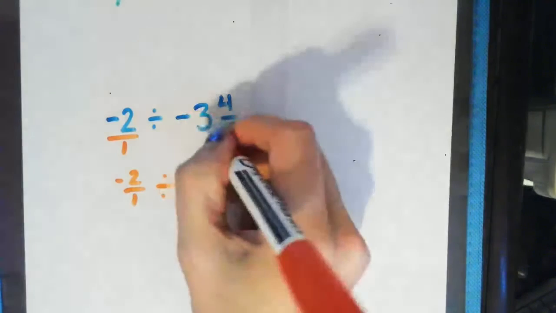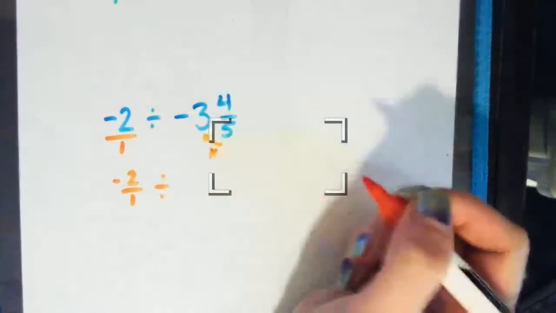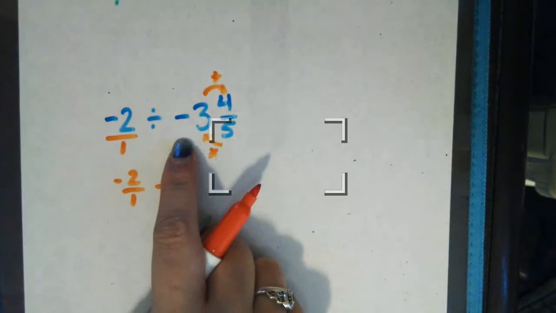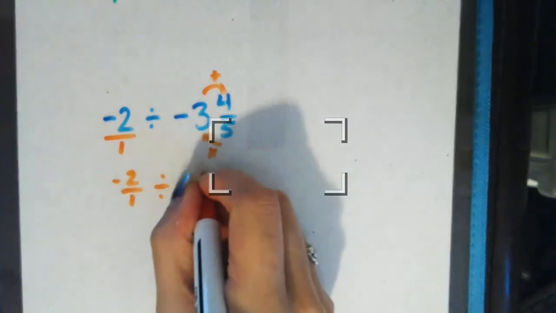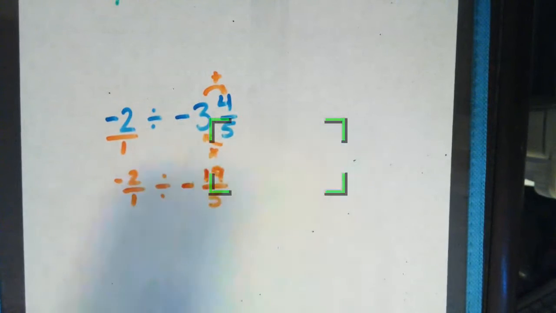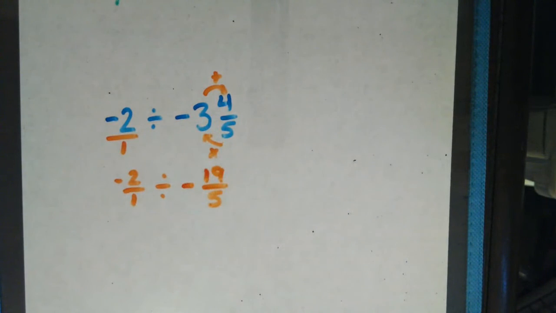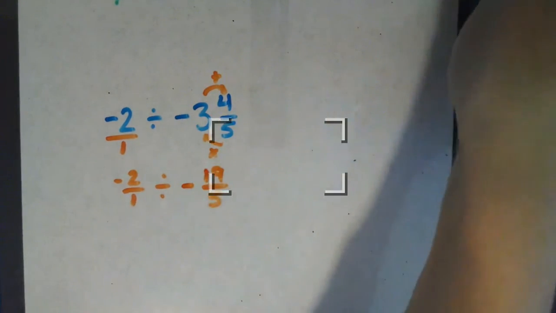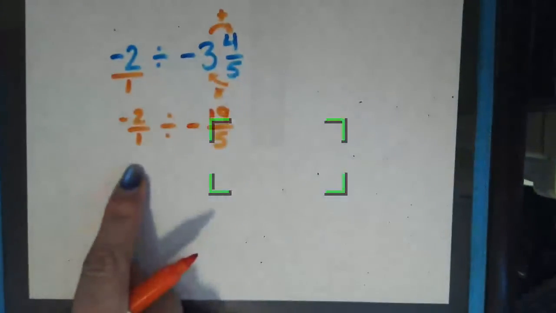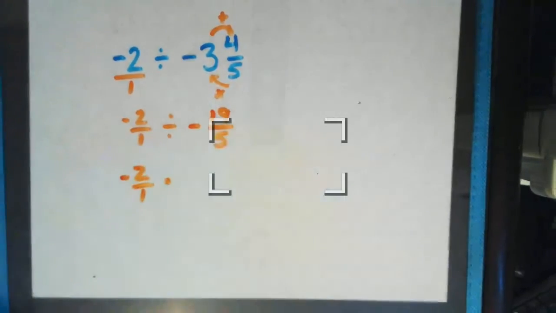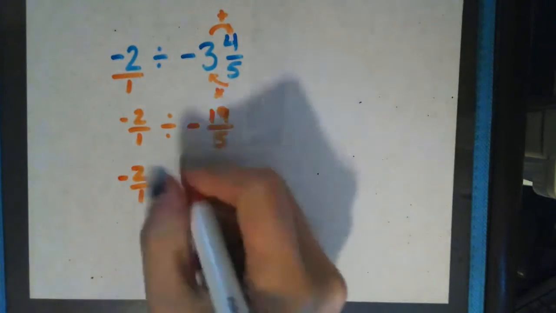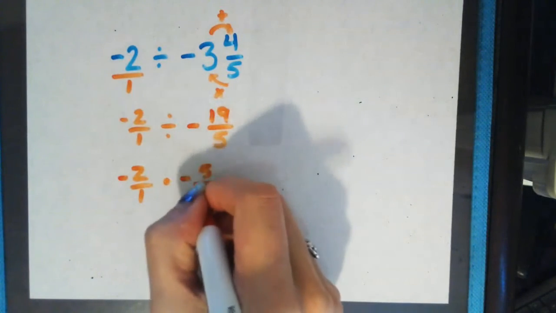and now I'm going to convert this into an improper fraction. So I have 5 times 3, and then I'm going to add 4. 5 times 3 is 15. 15 plus 4 is 19. So I'm dividing by -19/5. Now I'm going to do my keep, change, flip. So I keep the first one the same, change from division to multiplication, flip, so I get -5 over 19.